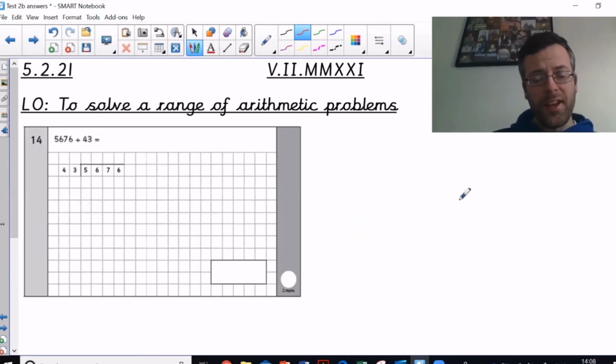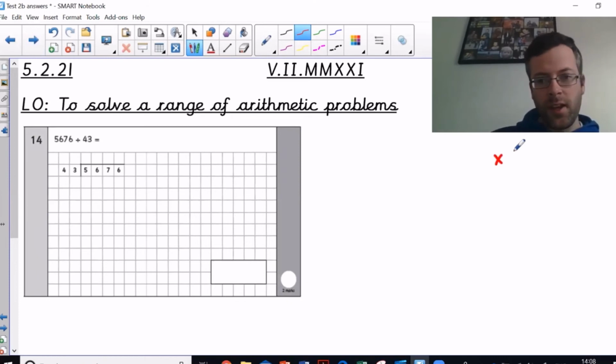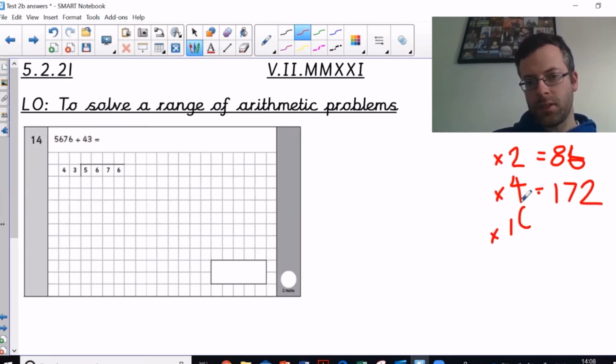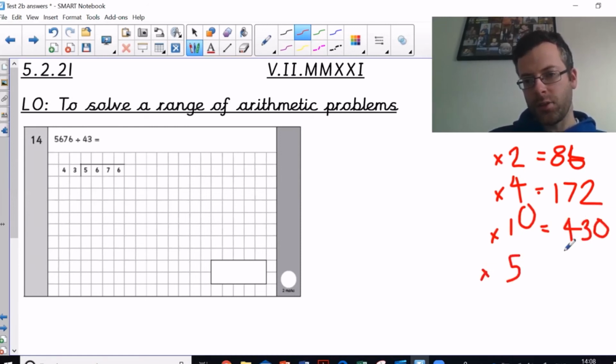Another pretty nasty one. So I need to put in my key facts. I'm hoping the last few are quite quick. So timesing it by 2 will get me to 86, because 2 times 43 is 86. Timesing that by 4 is double that, so that's going to be 160 and 12, so that's 172. Timesing it by 10, 43 times 10 will be 430. So timesing it by 5 will be half of that. Well, half of 400 is 200, half of 30 is 15, so that's 215.